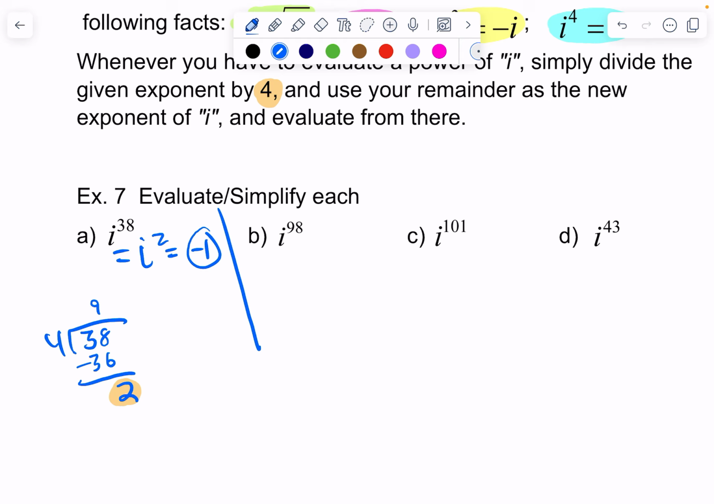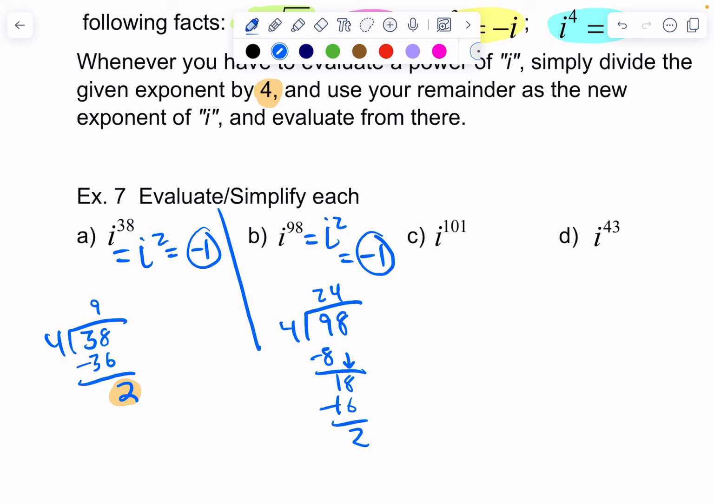i to the 98th. Well, when I go ahead and divide 98 by 4, what am I going to get there? I got a 2, then I got my 4, and I got a 2 left over again. So I'm left with i squared, which is negative 1. This should not be that complicated at all if you remember what the i's mean.